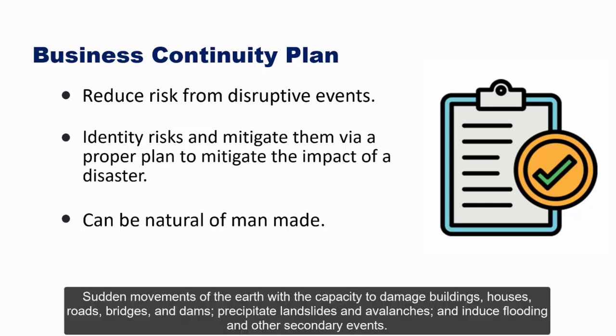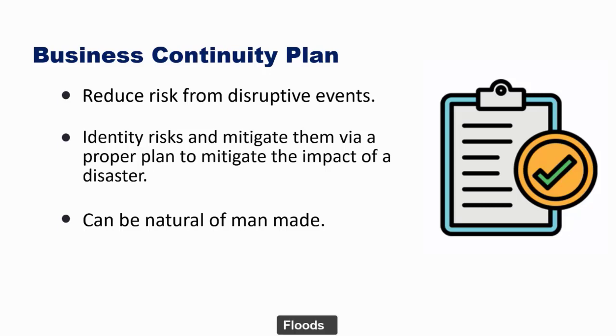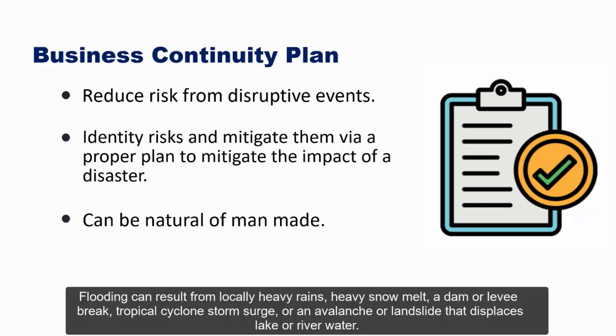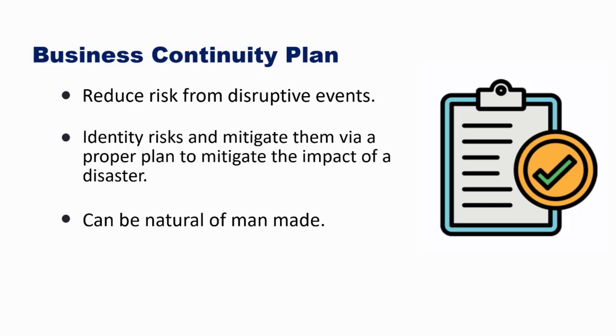Earthquakes. Sudden movements of the earth with the capacity to damage buildings, houses, roads, bridges, and dams, precipitate landslides and avalanches, and induce flooding and other secondary events. Floods. Standing or moving water spills out of its banks, flows into and through buildings, and causes significant damage to roads, buildings, and utilities. Flooding can result from locally heavy rains, heavy snowmelt, a dam or levee break, tropical cyclone storm surge, or an avalanche or landslide that displaces lake or river water.